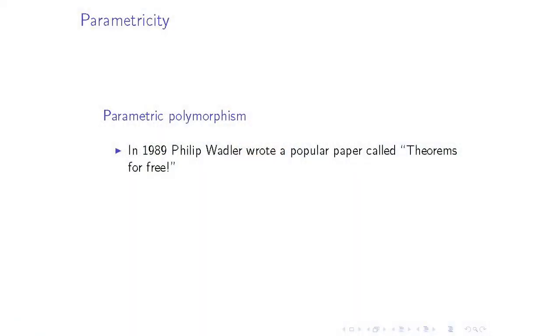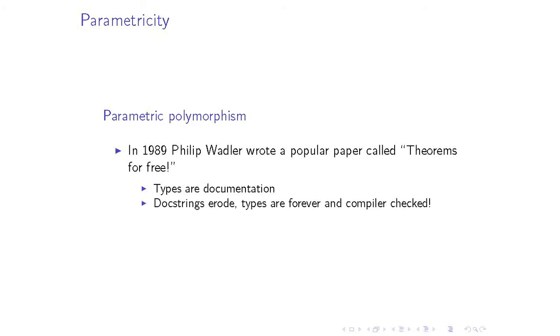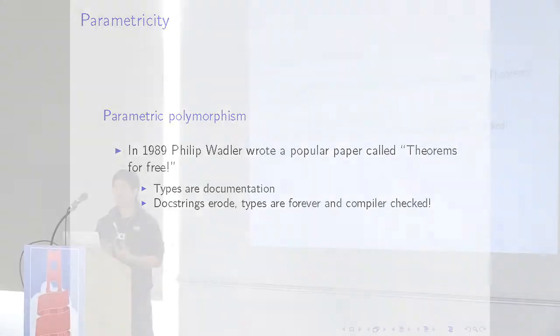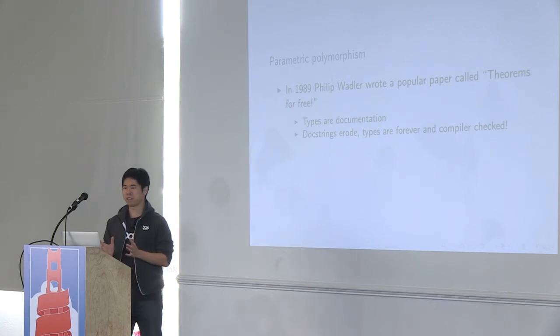All right? So, parametricity. The idea of parametricity came about in 1989 in a paper called Theorems for Free, written by a famous computer scientist called Philip Wadler. And the general idea of the paper is types are documentation. Oftentimes when we think about documentation, we think about docstrings, right? Things like Scaladoc. But docstrings can erode easily. As our function grows, as it changes, maybe even if the function gets deleted, the Scaladoc can stay there. As far as the compiler is concerned, it more or less does not exist.